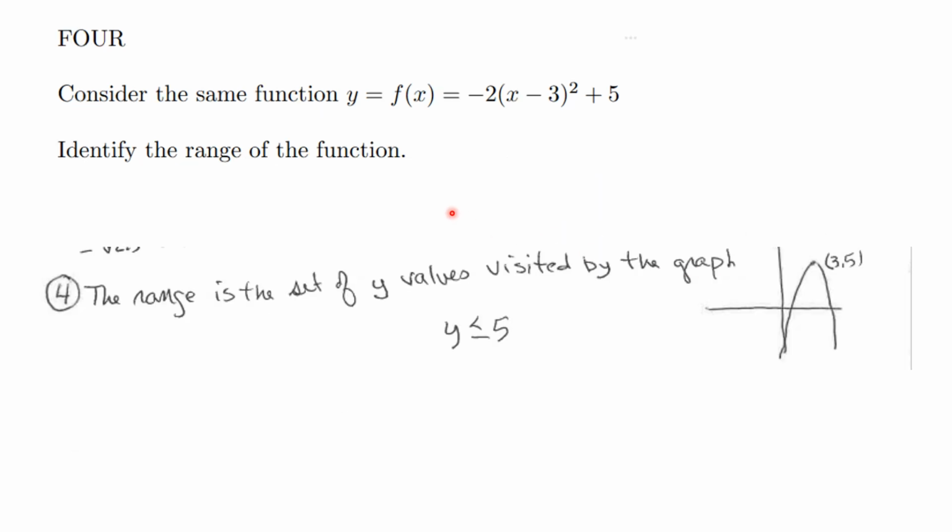Question 4 dealt with the same nonlinear function again, and this is a graph of it. There's the vertex. And so we know that the range is the set of the y values visited by the graph. So this is y is less than or equal to 5.